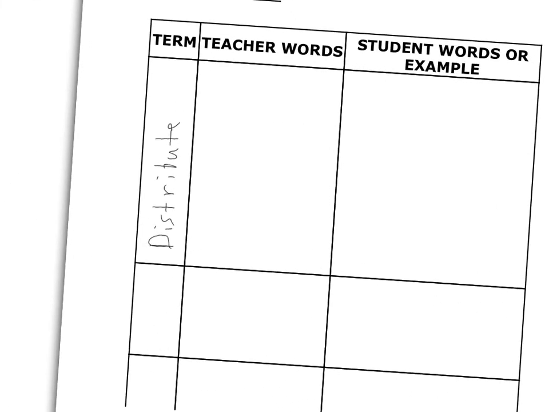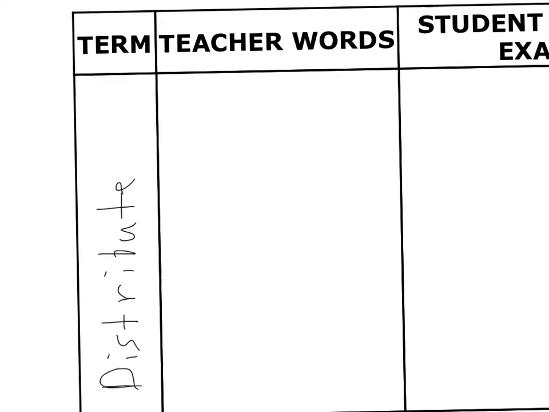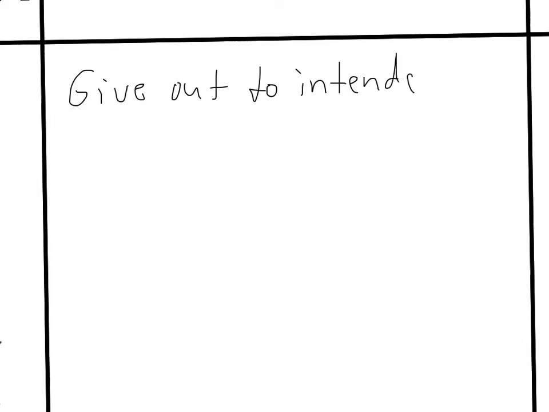And down here in your vocabulary, the first term that I want you to put down is, of course, distribute. So your teacher words, or the definition of distribute, I'll try to write this the best that I can, is to give out to intended recipients. That's kind of just a definition of distribution.